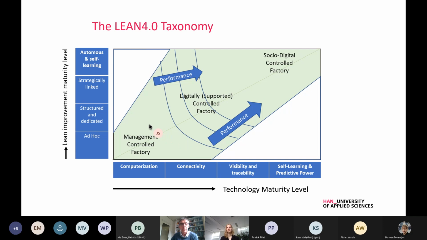Then of course we also try to check what's happening with the companies who are in these gray areas. And then basically, to be a little bit short, we distinguished three types of companies. Of course, you can be more or less lean or more or less digital. But here you see, we call it the management controlled factory. And here in the middle, we call it the digitally supported controlled factory. And here we see the social digital controlled factory. These are just names, probably not completely the correct names.